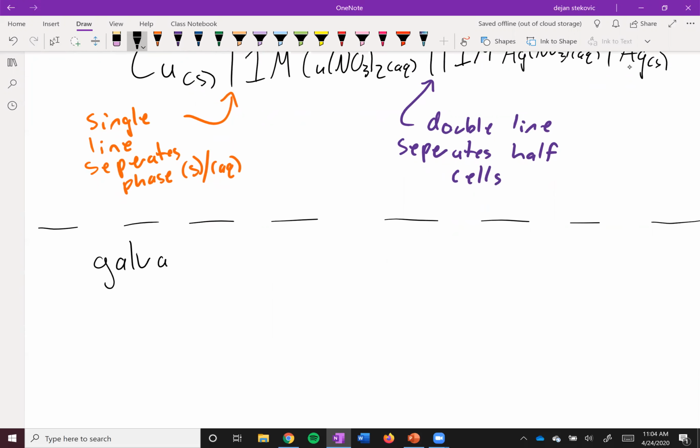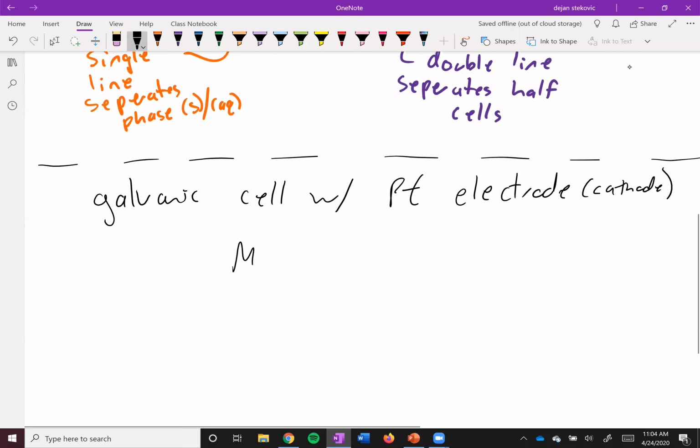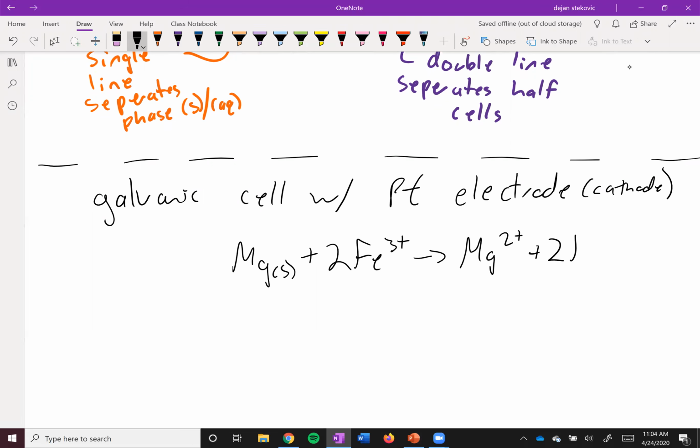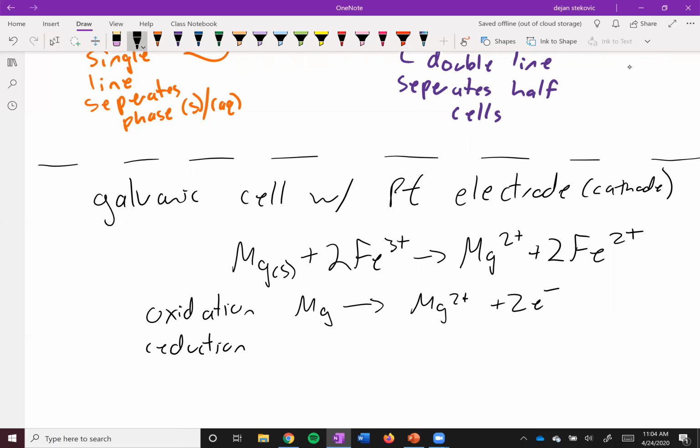So what if you had a galvanic cell with a platinum electrode on the cathode side? And I give you this reaction. We'll say magnesium as a solid plus 2 iron 3 pluses forms magnesium 2 plus and 2 iron 2 pluses. So think about what's going on in oxidation and reduction. The thing that is being oxidized is the magnesium. It's going from magnesium 0 to magnesium 2 plus. And thus releasing these 2 electrons.